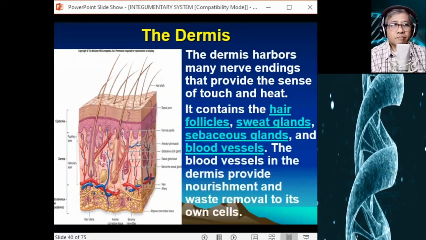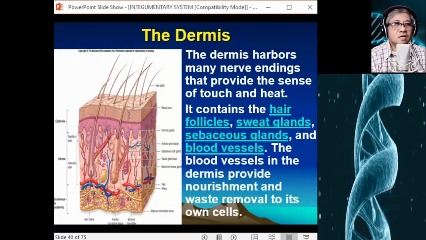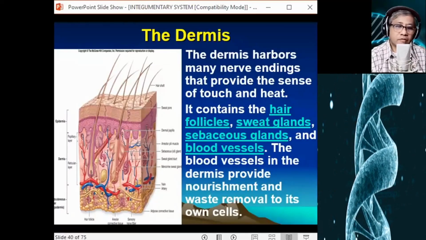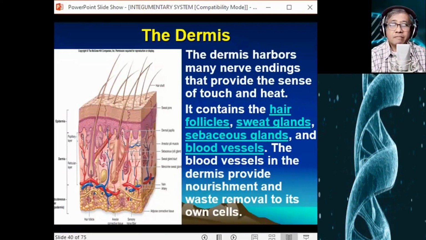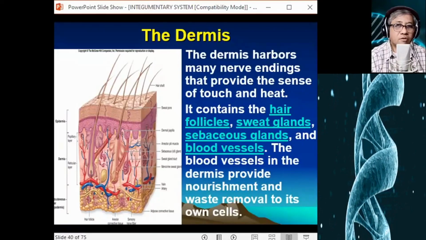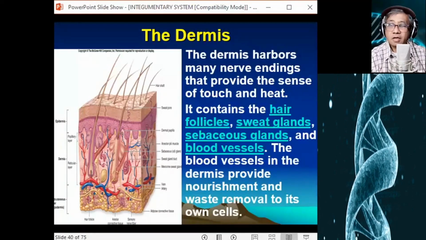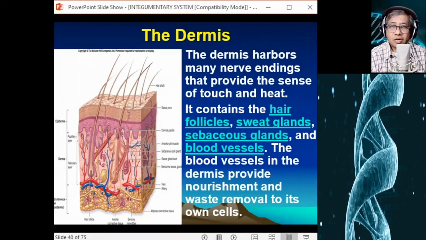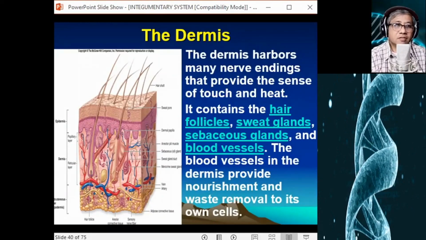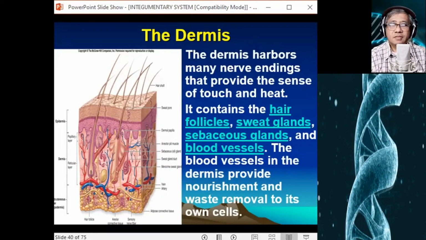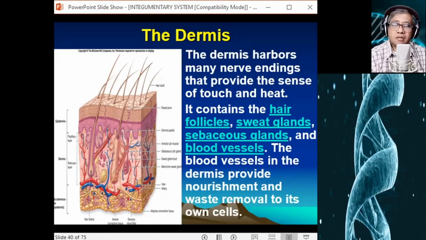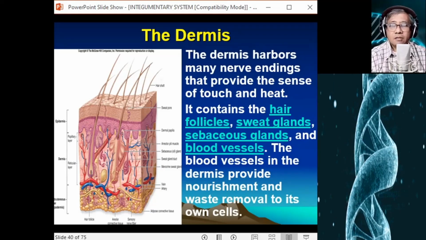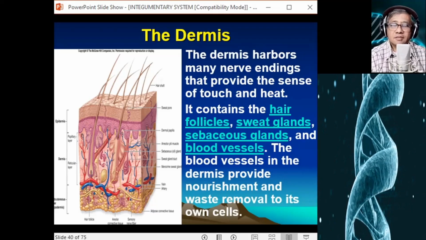Okay, aside from nerve endings and those fibers like collagen fibers, reticular fibers, and elastic fibers, the dermis also contains the following accessory parts, no, like hair follicles, sweat glands, sebaceous glands, and including blood vessels. Okay, so vascular ang dermis. Okay, the blood vessels in the dermis provide nourishment and waste removal to its cells.